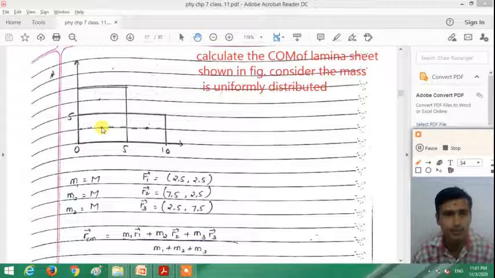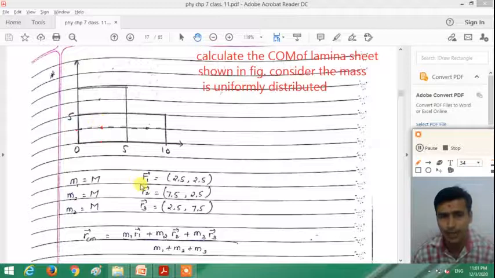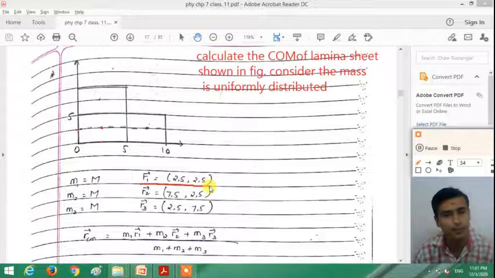The center of mass is at this point. Now what is the location of the center of mass of this first sheet? Here the x coordinate is half of this sheet, that is 2.5, and the y coordinate is also at the half distance, that is 2.5. So the center of mass of the first sheet R1 is equal to 2.5 and 2.5. The x coordinate is 2.5 and the y coordinate is also 2.5.